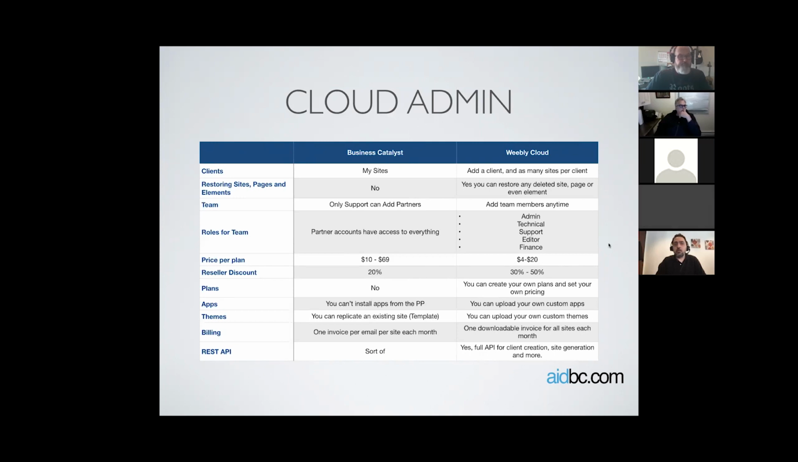On BC, we had partner accounts, but they had access to everything, so you couldn't give them limited access. When you made a partner account, they had access to billing and sites and everything. Here you have different roles, and you can add people to different roles. The pricing, obviously, we talked about. Depending on which plan you're on, Weebly Cloud is between $4 and $20 a month. On BC, it was between $10 and $69 a month, and the discounts and so forth. You can also set your own pricing. Weebly Cloud allows you to create different packages, and you can assign your own prices to those plans.